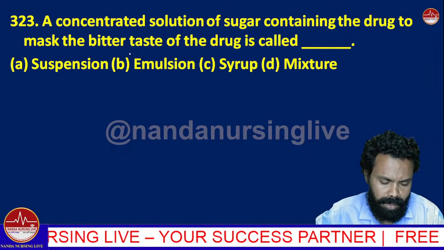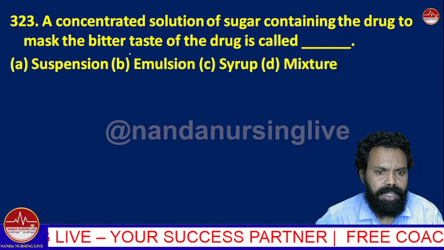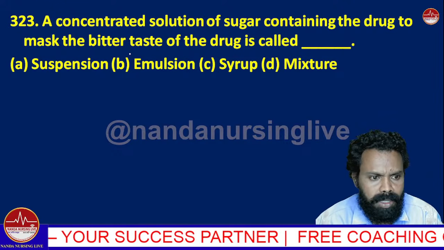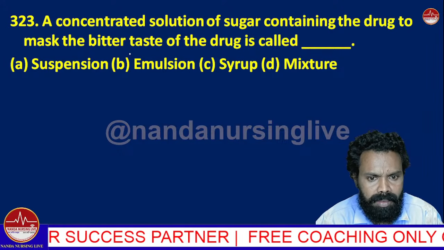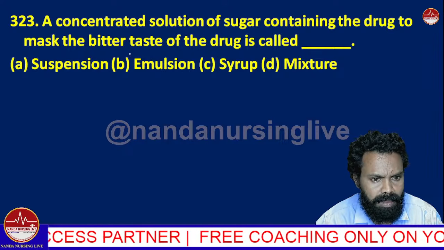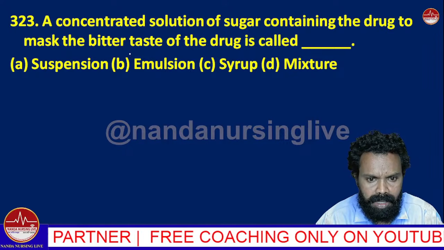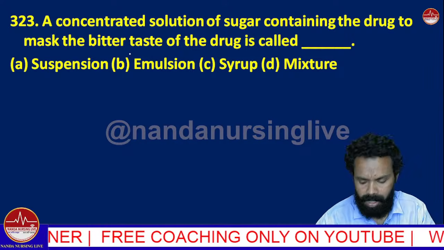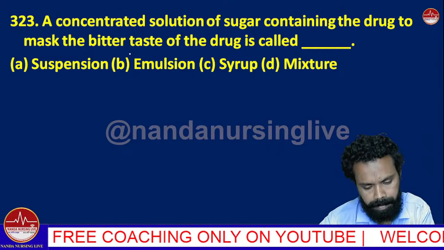Next question, question number 323. A concentrated solution of sugar containing the drug to mask the bitter taste of the drug is called option A suspension, option B emulsion, option C syrup, and option D mixture. So which option is the correct answer?